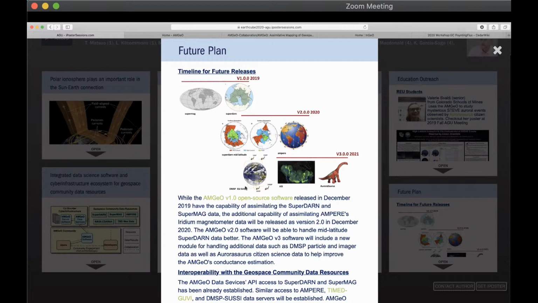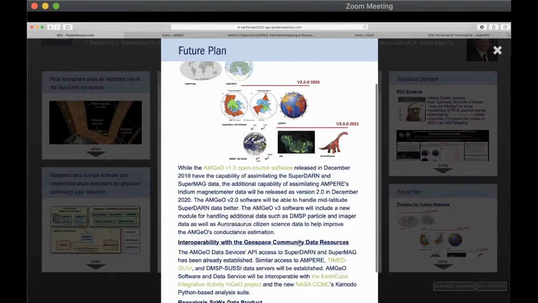And then the following year, we are revamping how we do conductance mapping, and then start experimenting with how we might be able to use, for example, SUSY images, and definitely DMSP SSJ particle data will be part of it. And then we're working hard on that too. And then excitingly, we're also working with McDonald on how we can make use of very untraditional citizen science data for this scientific purpose.